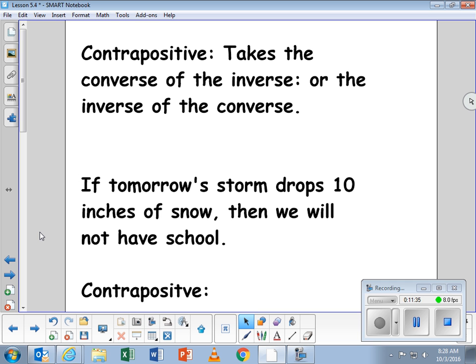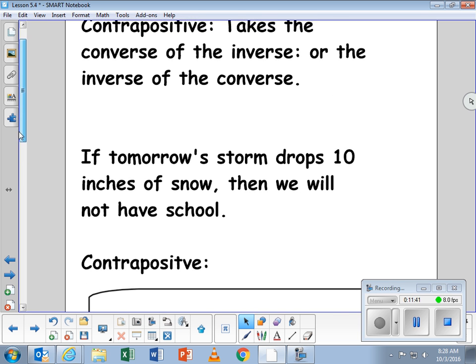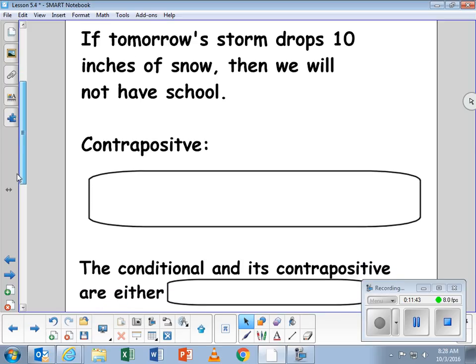So we're going to stick with our storm story here. It's our story and we're sticking to it. That's already copied down for you. If tomorrow's storm drops 10 inches of snow, then we will not have school. We said the converse was, if we will not have school, then tomorrow's storm will drop 10 inches of snow. The inverse said, if tomorrow's storm does not drop 10 inches of snow, then we will have school tomorrow. So what do you think the contrapositive is going to say?